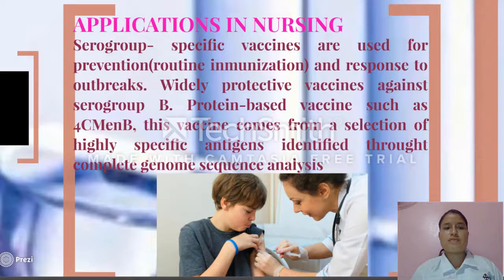Application in nursing. Serogroup-specific vaccines are used for prevention, routine immunization, and response to outbreaks, with the vaccine against serogroup B. Protein-based vaccines such as 4CMenB. This vaccine comes from a selection of highly specific antigens identified through complete genome sequence analysis.